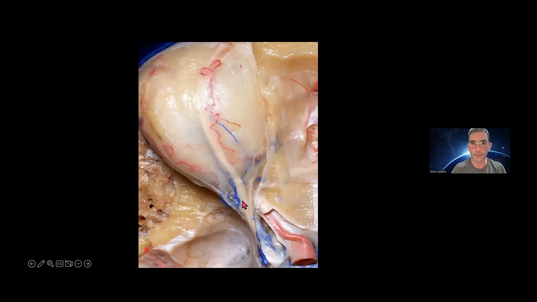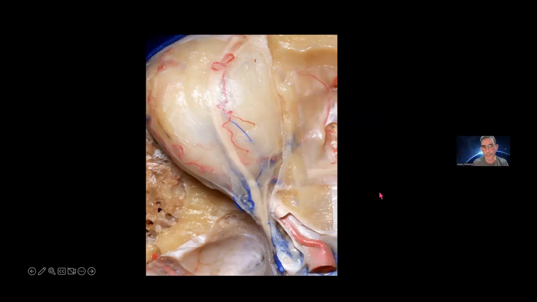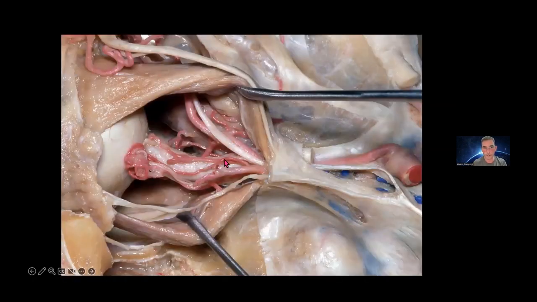So in this dissection, we can see the 3 nerves that cross the superior orbital fissure outside of the annulus of Zinn: frontal nerve in the middle, lacrimal nerve laterally, and the trochlear nerve, 4th cranial nerve, medially. And inside, we can see the optic nerve. This is the lacrimal nerve. We can see the frontal nerve here. This is the nasociliary nerve, and this is the superior branch, this small branch of the 3rd cranial nerve.